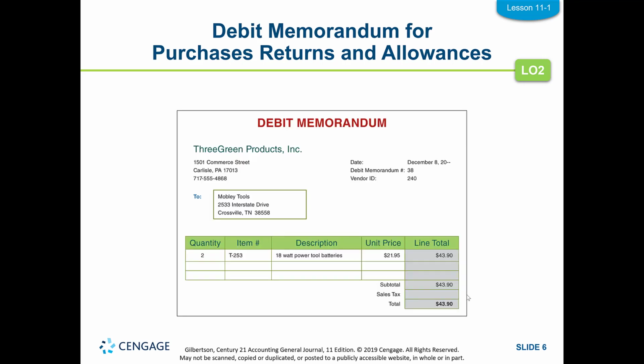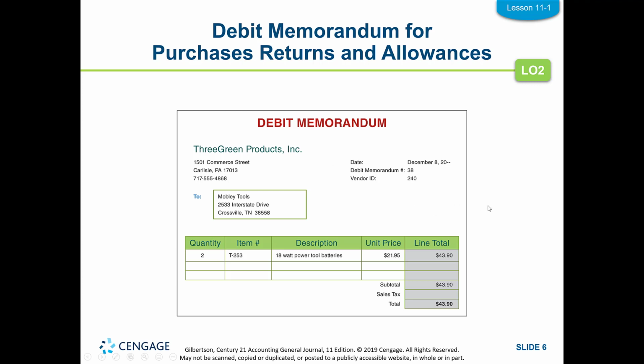Okay? So this is what a debit memorandum looks like. Okay, so we have a debit memorandum. We're going to Mobley Tools. We're returning $43.90 worth of 18-watt power batteries for the total. We can see our date. Our debit memorandum is number 38, and the vendor is going to be 240.